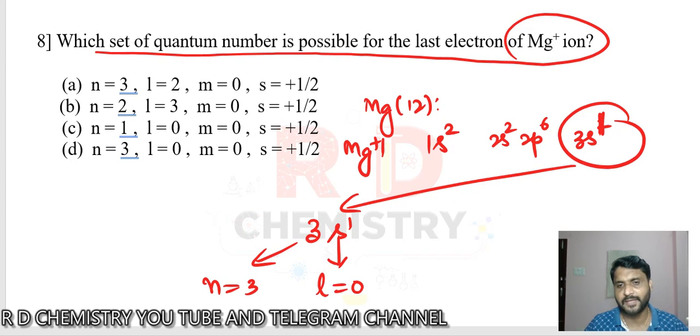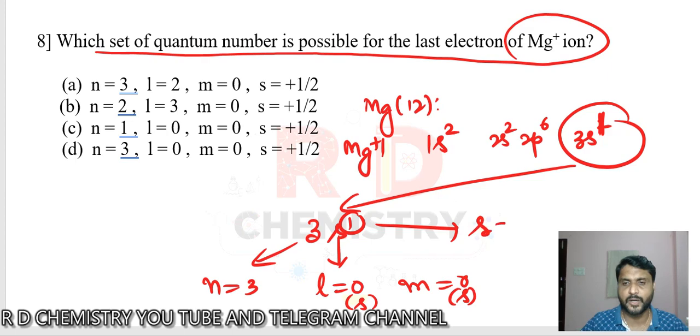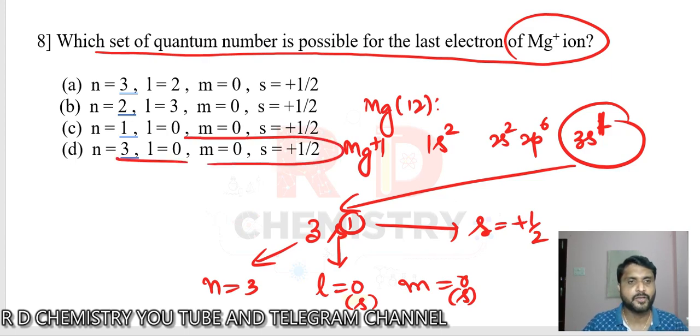l equal to 0 means s, l equal to 1 means p orbital, right? When l is equal to 0, m is always equal to 0. The s orbital is only one type, only one value is there. And the first electron's spin quantum number should be plus half. So therefore, 3, 0, 0, plus half. The answer is option number D, right?